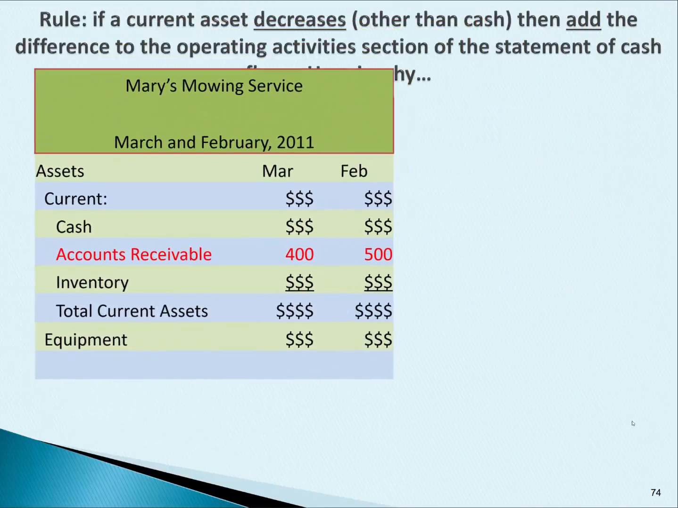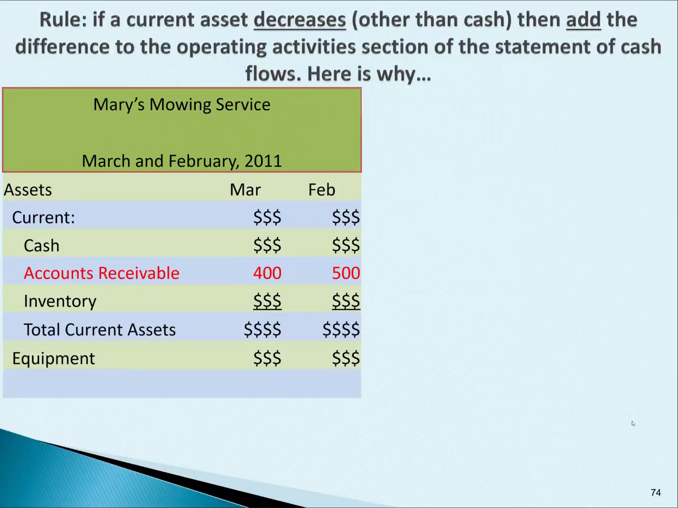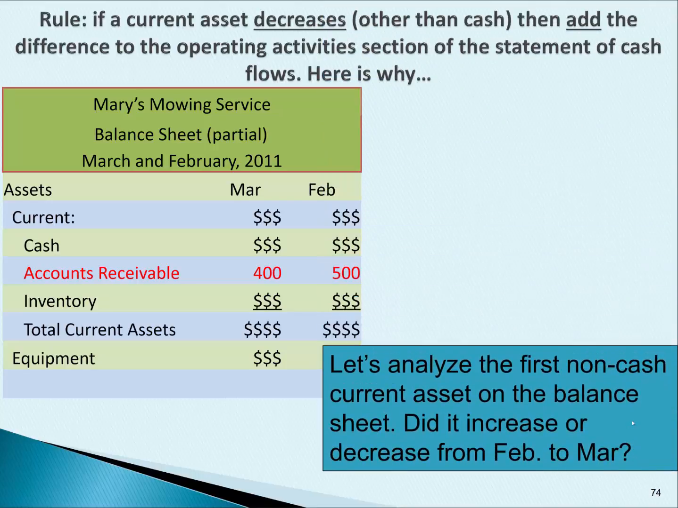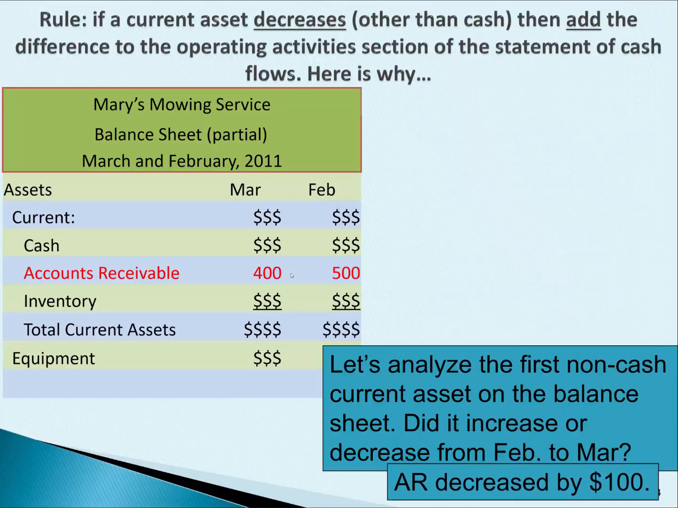So on the left side of the screen, we have a partial balance sheet of Mary's Mowing Service. It's showing just the assets. So we need to analyze the first non-cash current asset. And we need to figure out, did it increase or decrease from February to March? So notice February is in the right column, March is in the left column. So it looks like AR went from $500 to $400, so AR decreased by $100.